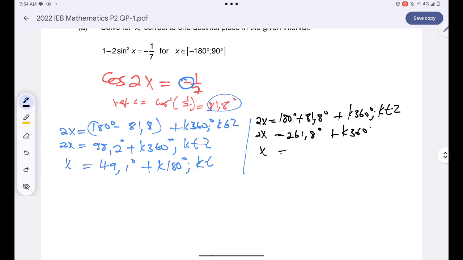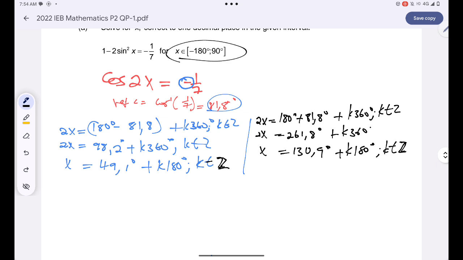Then I can divide everything by 2. This will give me 130.9 degrees plus k 180, where k is an element of integers. Okay guys, by just doing this, I've just found my general solution. All I need to do is to find the actual x values within this interval.